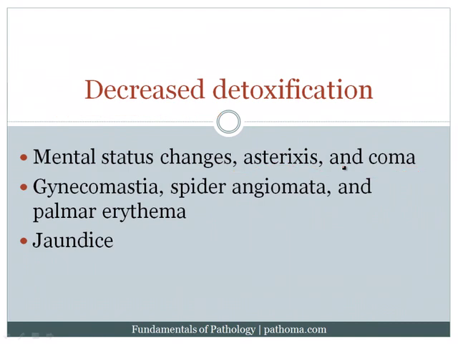In addition, the liver plays an important role in removing estrogen from the blood, and so if the liver is not able to do so, we will get signs and symptoms of excess estrogen. For example, gynecomastia, spider angiomata, and palmar erythema. All of these are signs and symptoms of excess estrogen. And finally, we could get jaundice in the context of cirrhosis because of the fact that the liver hepatocytes play an important role in conjugating bilirubin.